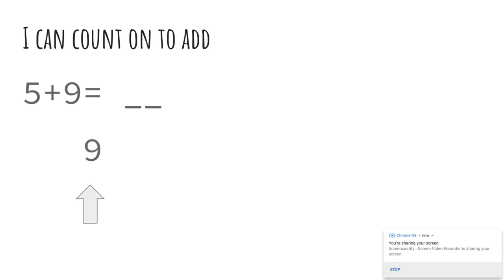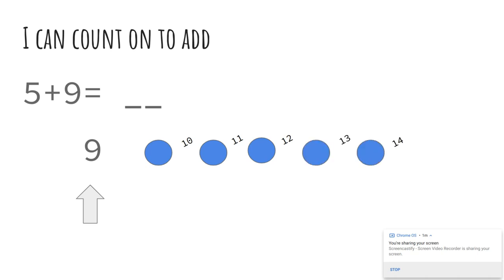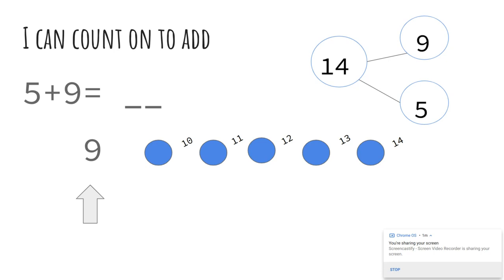We're going to start with 9, 10, 11, 12, 13, 14. I counted up 5 and I got 14. The total amount would be how many I have altogether, which is the 14, right? So my whole, if I wanted to fill in this number bond, would be a 14. Let's put that in. And then, of course, my two parts would be the 5 and the 9.